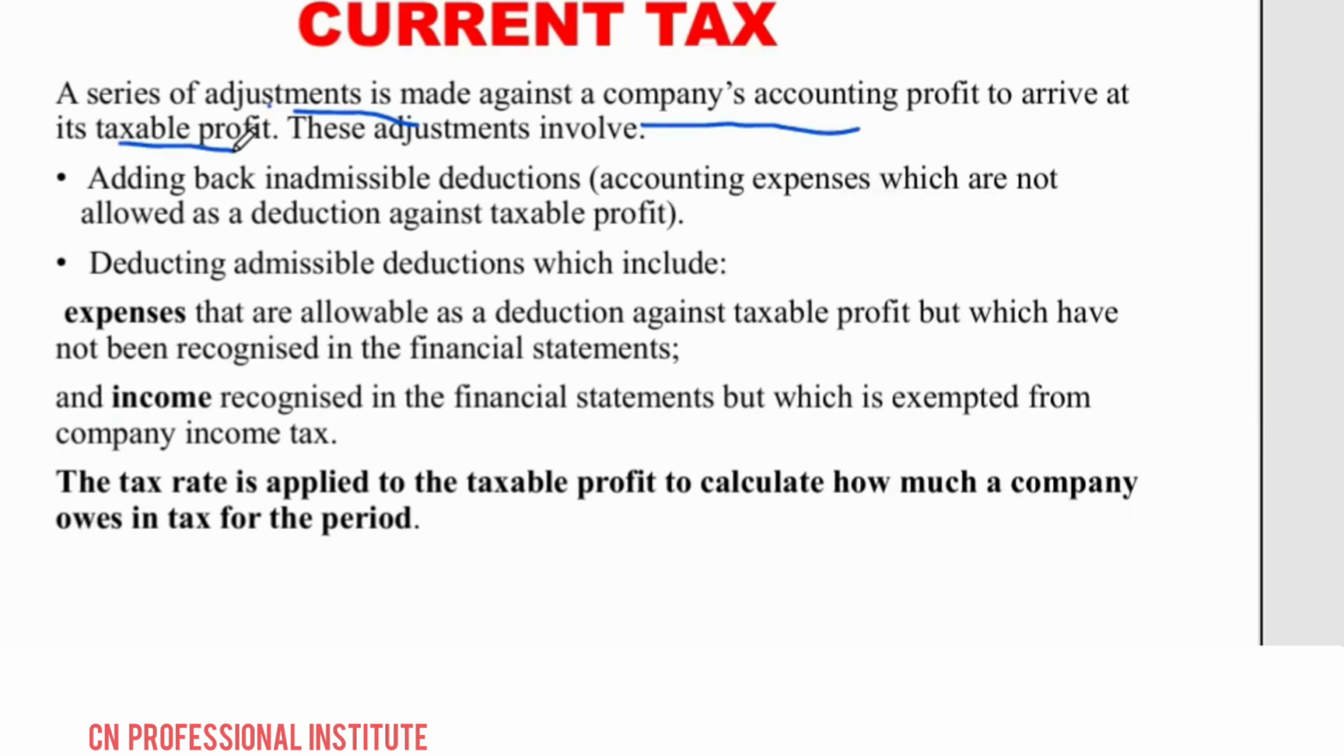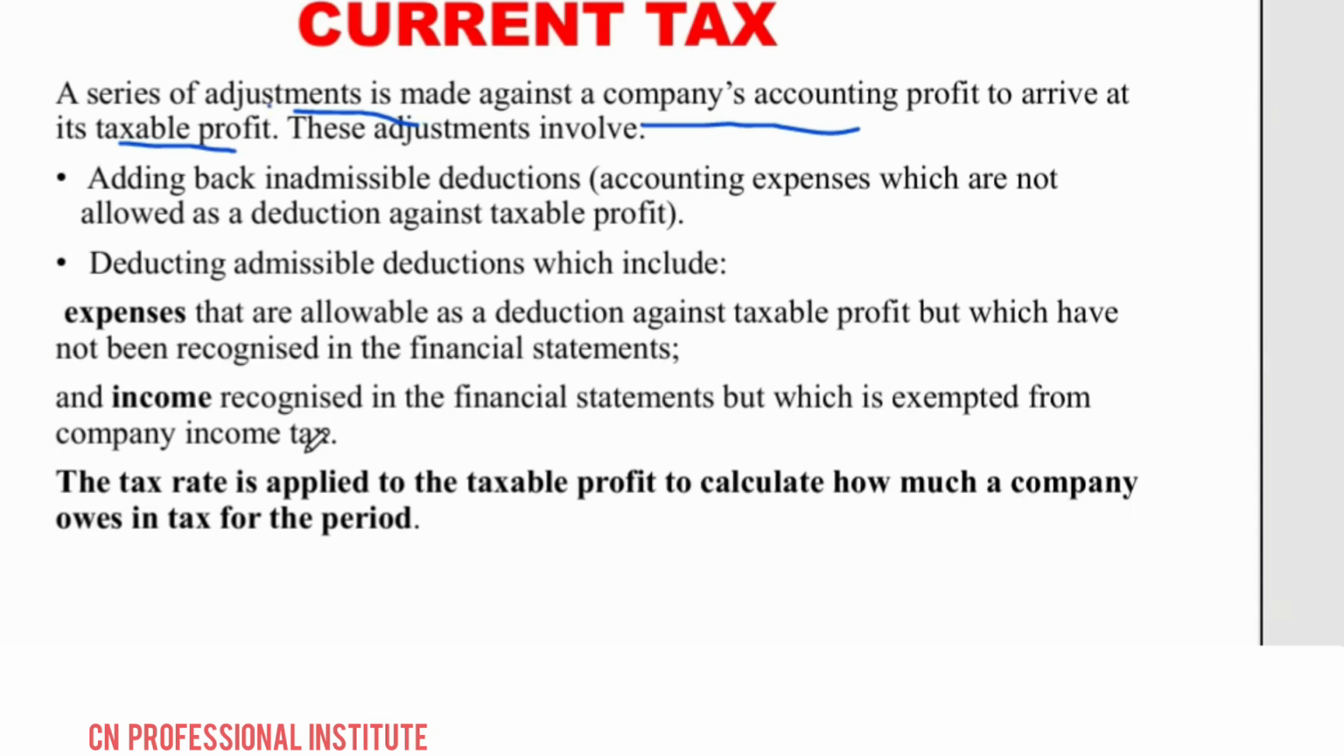The taxable profit is the revised accounting profit, right? After we are done doing the adjustments to the accounting profit, then we get the taxable profit. So these adjustments involve adding back inadmissible deductions, for example accounting expenses which are not allowed as deduction against taxable profit, and then deducting admissible deductions which include expenses that are allowable as deduction against taxable profit but which have not been recognized in the financial statement, and income recognized in the financial statement but which is exempt from company income tax. You know what they're saying? What they're saying is nothing.